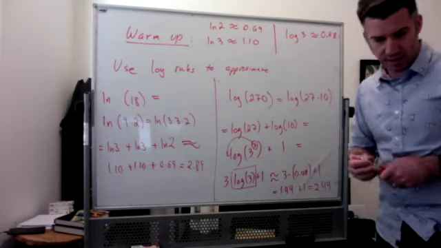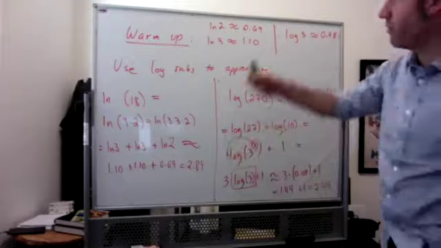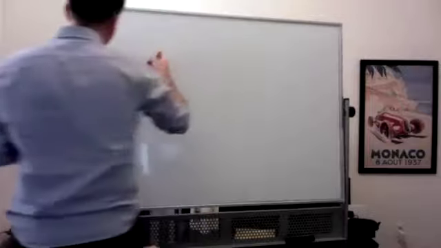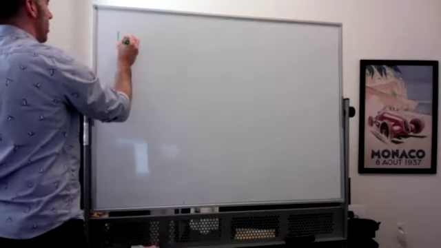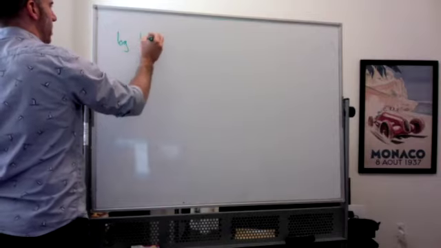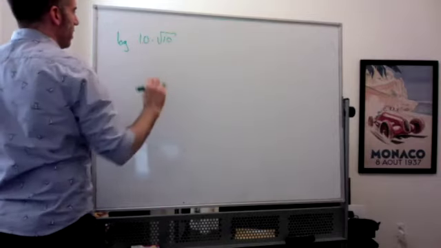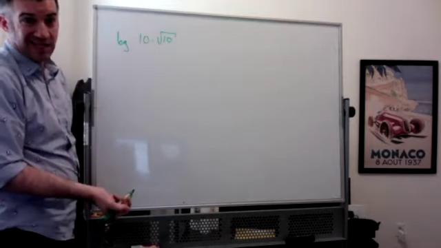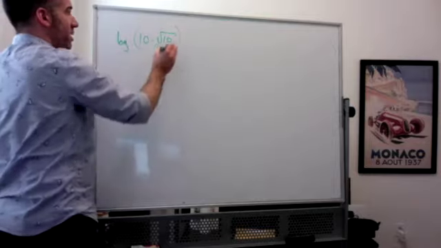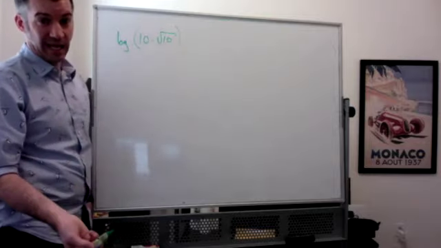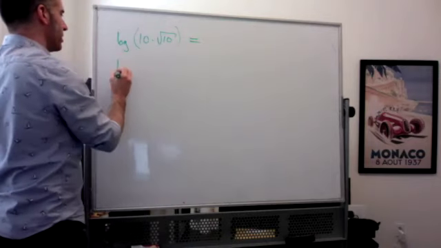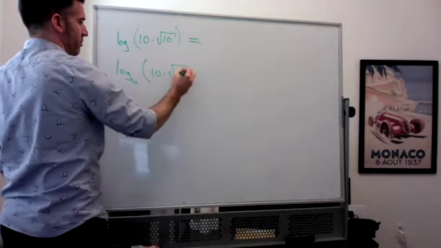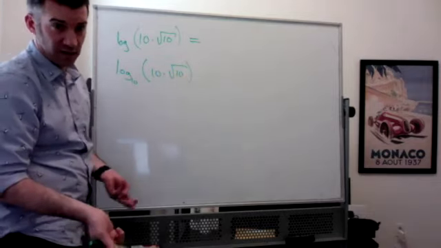A couple other things I saw that I wanted to just make note of. There was this problem, I think it was log of 10 times the square root of 10. And a lot of people kind of made this 10 the base down there. It's not. It's something you're taking the log of. It is also true that the base is 10. And if we want, we can just rewrite this as log base 10 of 10 times the square root of 10. And then there's like 3 or 4 ways you can do this.